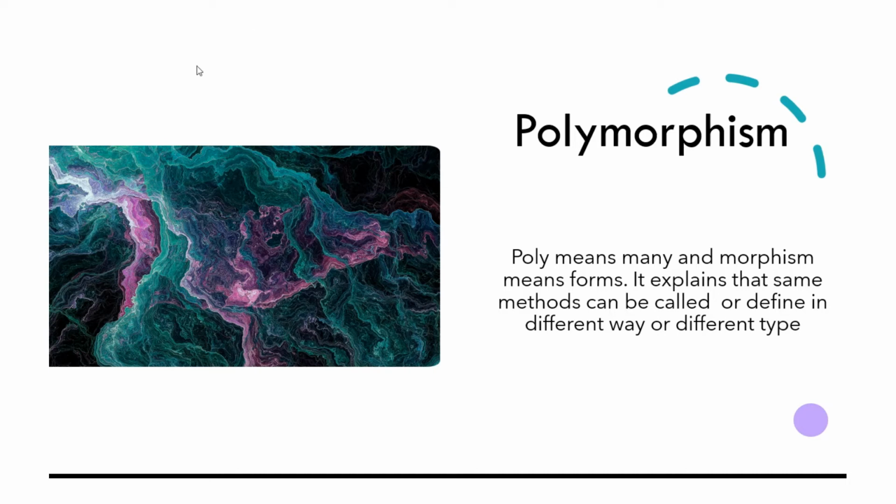Hello everyone. Today we are going to see about polymorphism. Okay, first we will see what is polymorphism. We have to see the definition of polymorphism. Poly means many and morphism means forms.